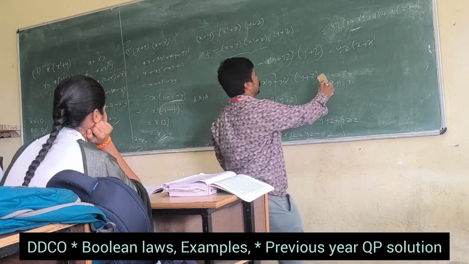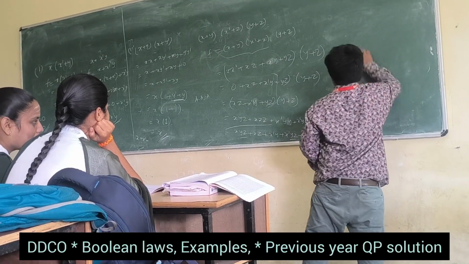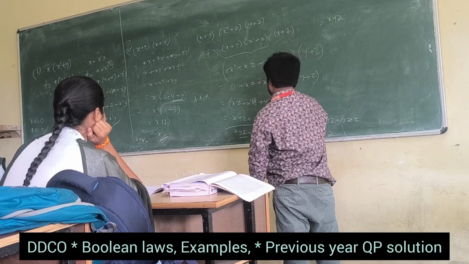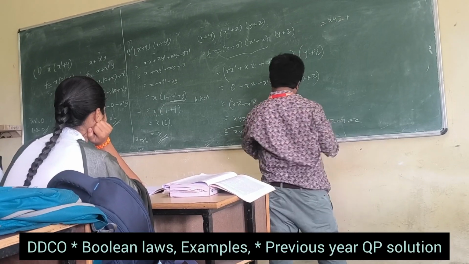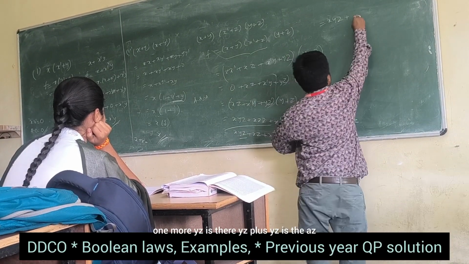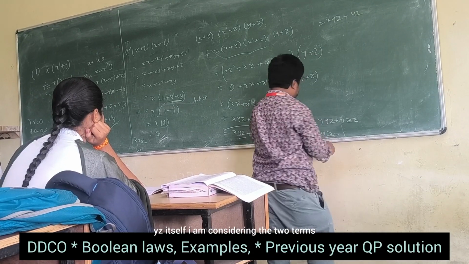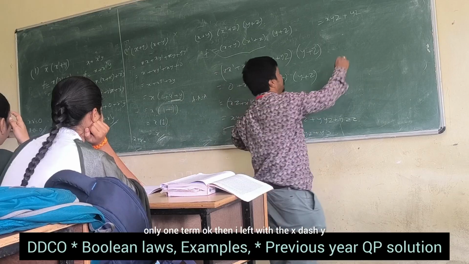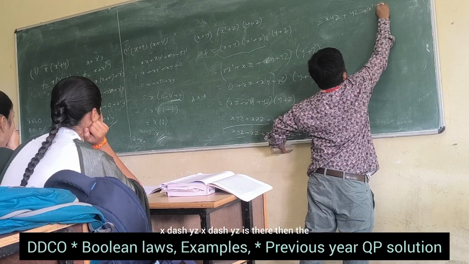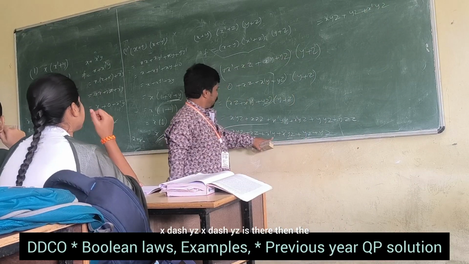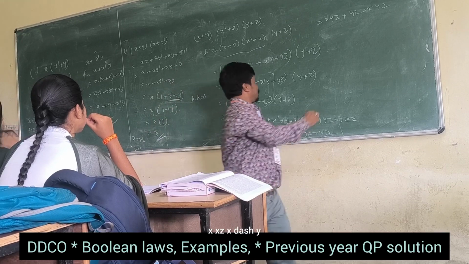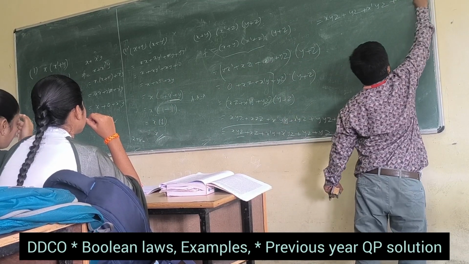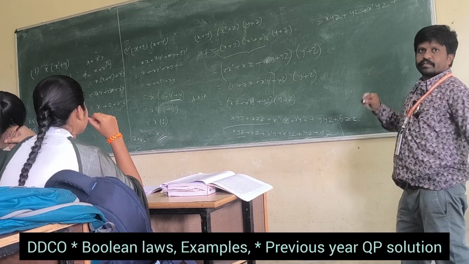Let me write once again. You are asking me to do it without skipping anything. Okay. Xyz is there. Plus one more yz is there. Yz plus yz is there. Yz itself I am considering the two terms as only one term. Okay. Then I am left with the x dash y, x dash yz. X dash yz is there. Then the xz, x dash y. Xz, x dash y is there. Yes, sir? Yes, sir. Okay.